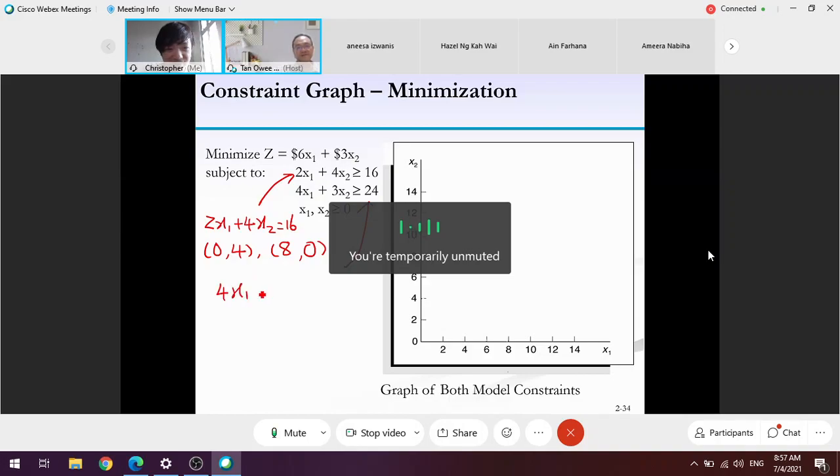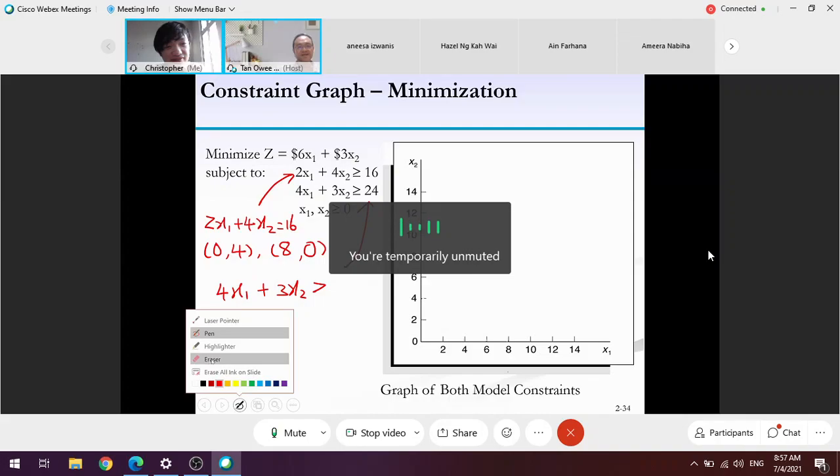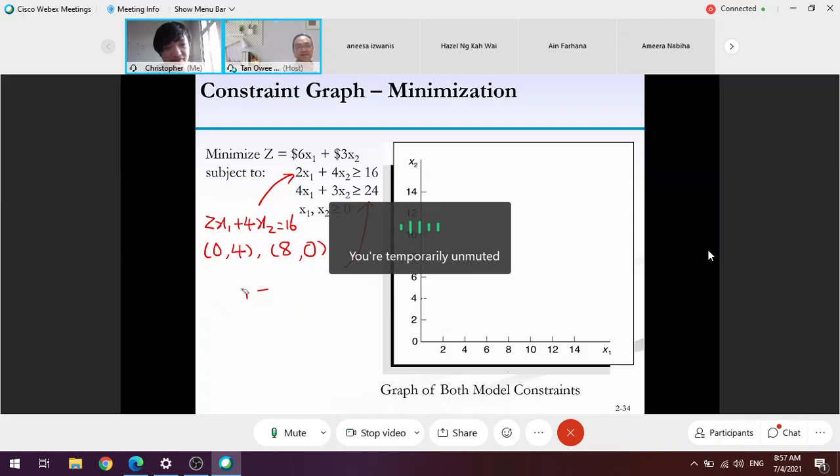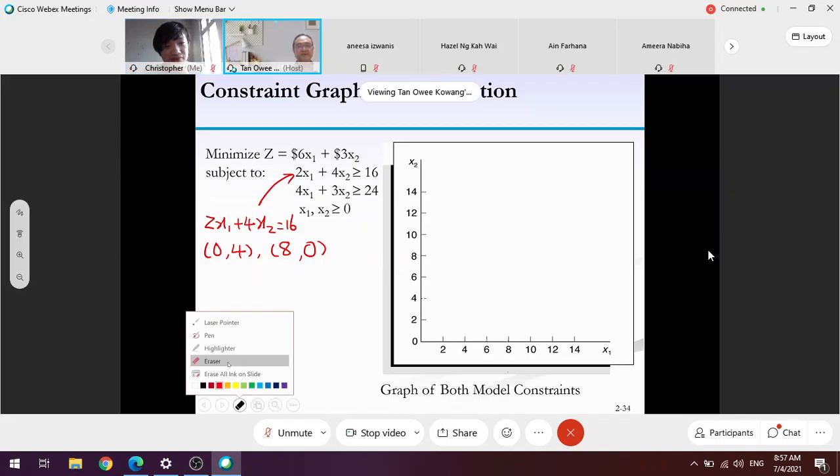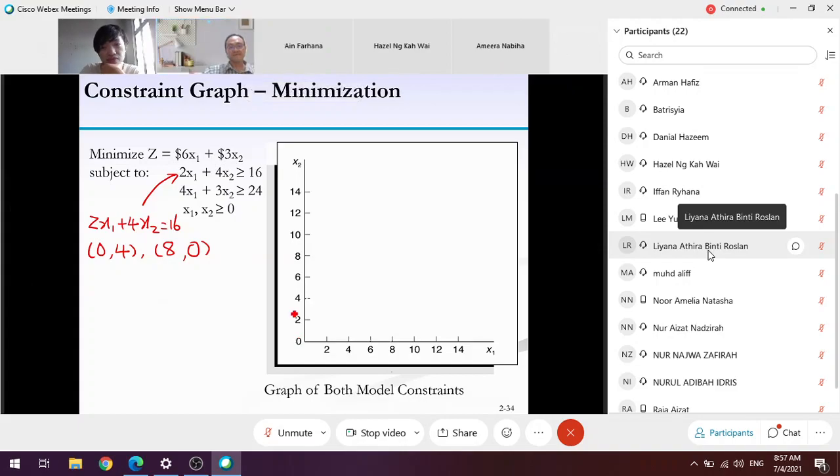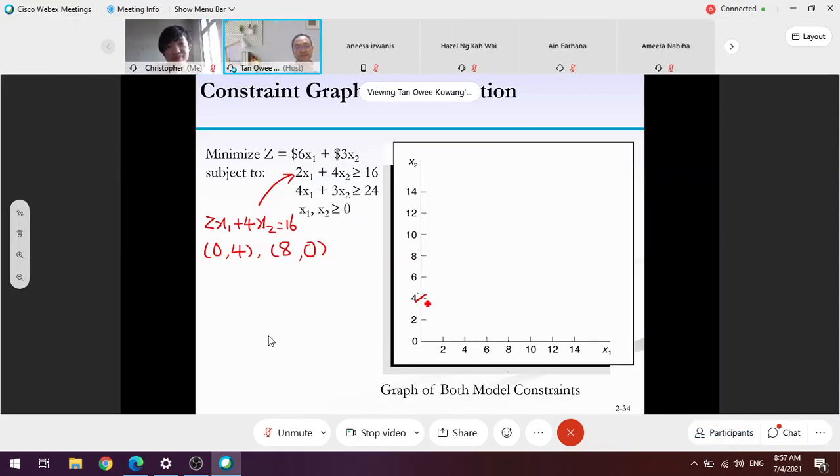I decided to use a different color, easier. Okay, let's plot the first one first. The first one is 0, 4. And? Am I right?